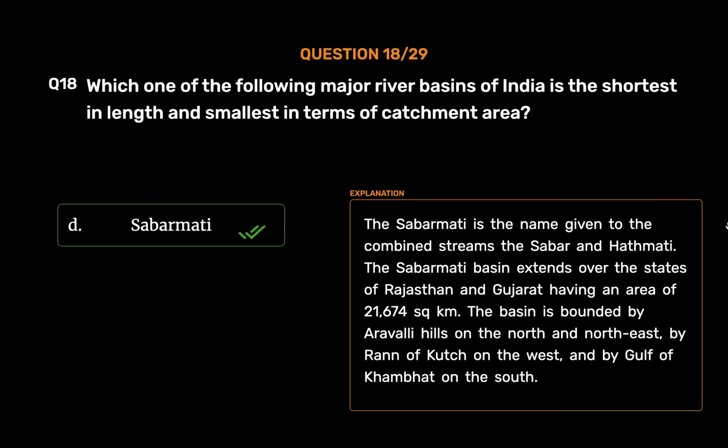Sabarmati. The Sabarmati is the name given to the combined streams the Sabaryo and Hathmati. The Sabarmati basin extends over the states of Rajasthan and Gujarat, having an area of 21,674 square kilometers. The basin is bounded by Aravalli Hills on the north and northeast, by Rann of Kutch on the west, and by Gulf of Khambhat on the south.